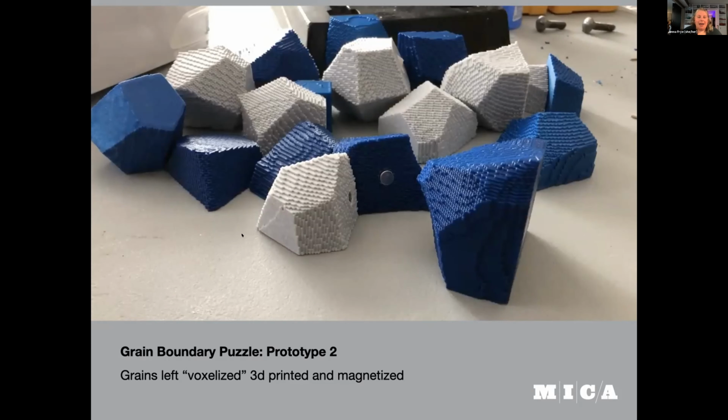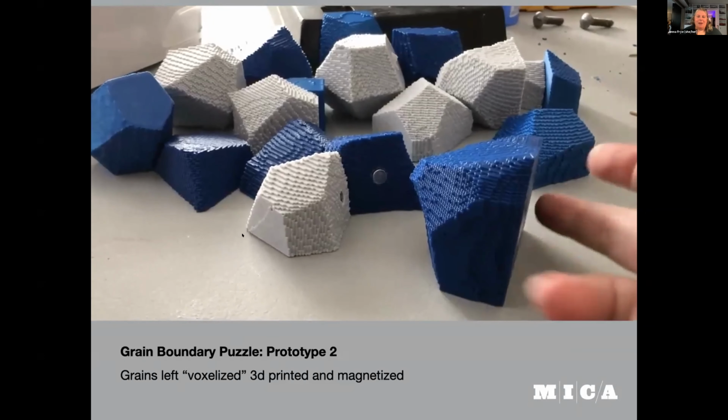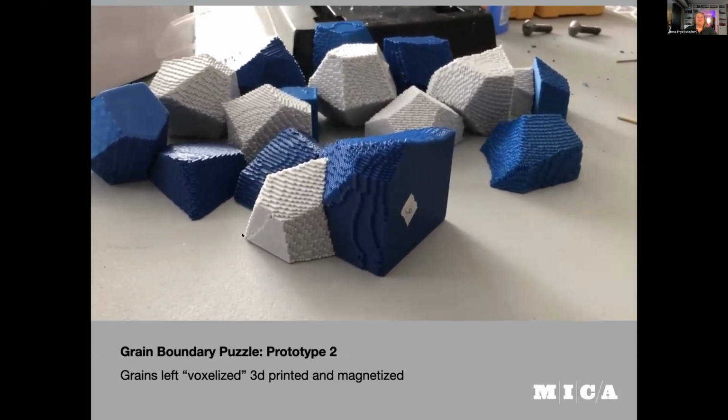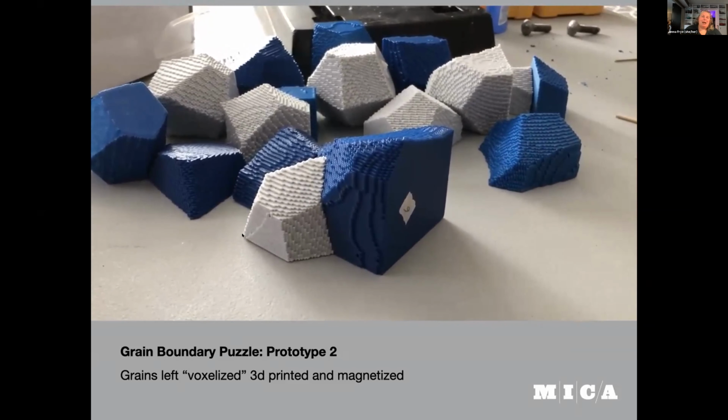I also increased the magnet strength so that it would be a stronger click. It was more satisfying if it really got you. And in talking to my students about it, they said the first one, the green one, looks like math. This one looks like science. So I thought that was an interesting perspective on their part.